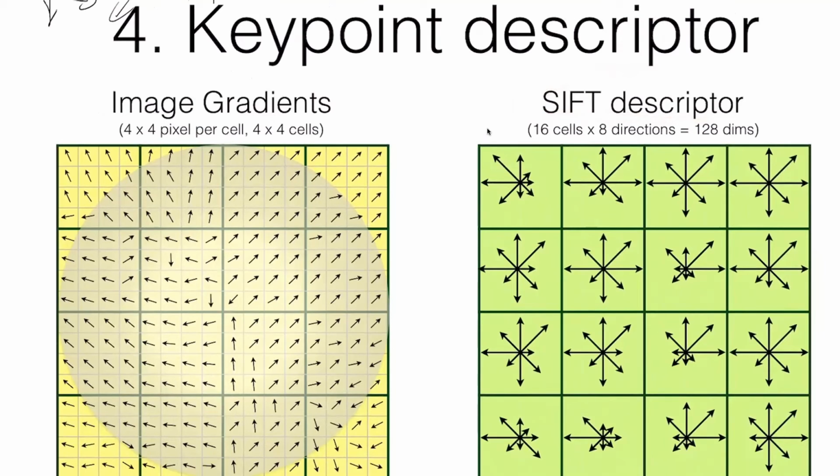So basically, you have 16 by 8 directions that will give us 128 dimensions. So if you have 2 images, you will do the same operation, where you compute those directions, the orientation of the gradients. And then you can match them together. The most similar key points are similar. So if you have 2 key points with the same orientation and the same magnitude of the gradient, basically they are the same point.